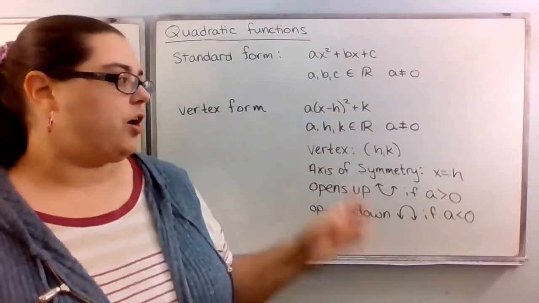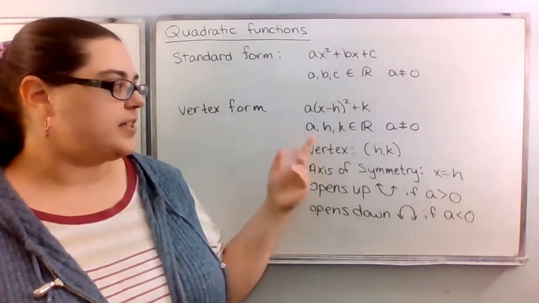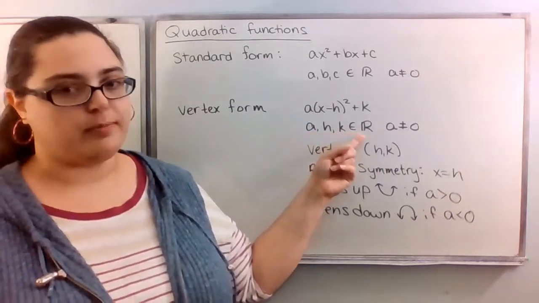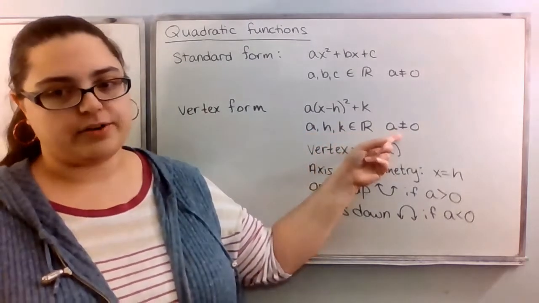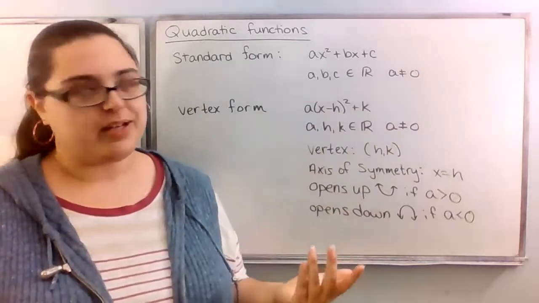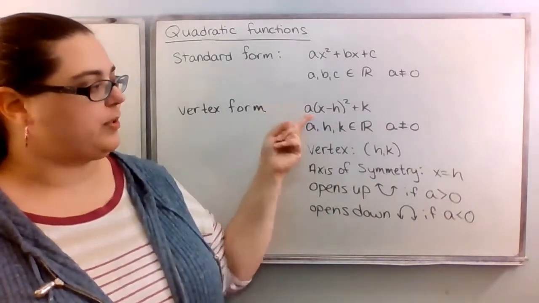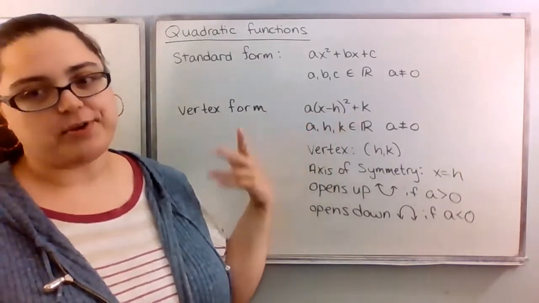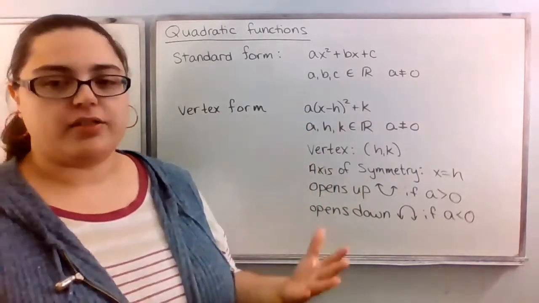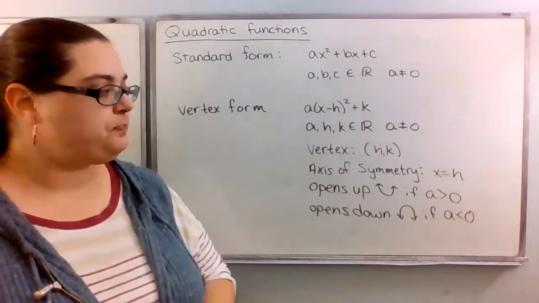In this situation, all of these constants, a, h, and k, are real numbers, and a has to be non-zero. a has to be non-zero because if a was 0, we would have a constant function because we wouldn't have this quadratic piece at all. So a is non-zero, but the other variables h or k could be.